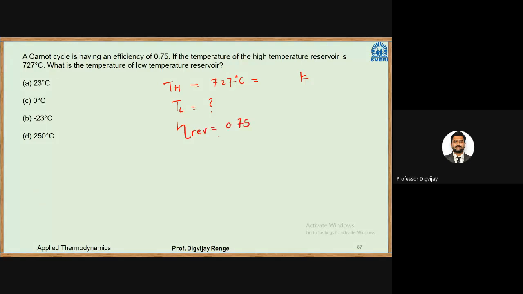So we have this formula for Carnot efficiency: 1 minus TL divided by TH. 0.75 is equal to 1 minus TL, which is unknown, divided by TH. If I convert this into Kelvin, that will be 1000. Yes, divided by 1000. So calculate the TL.